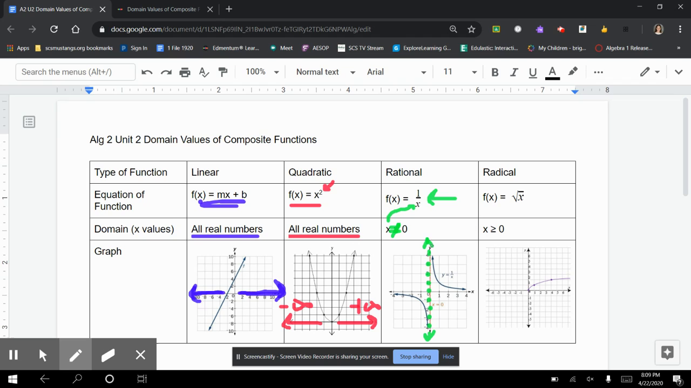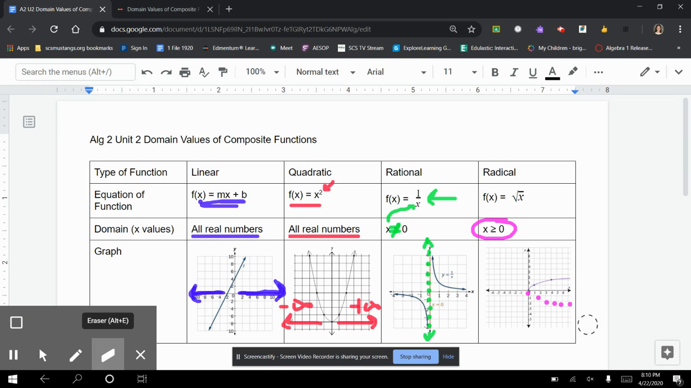The last type that we could look at is our radical functions, those square roots. Whenever we're looking at a graph, this is a graph of real numbers. We cannot graph imaginary numbers on our coordinate plane. So what's inside the square root, our domain, has to be greater than or equal to 0. Otherwise we'd end up with something kind of like that, but it's not going to work out that way. So that's what we're working with.